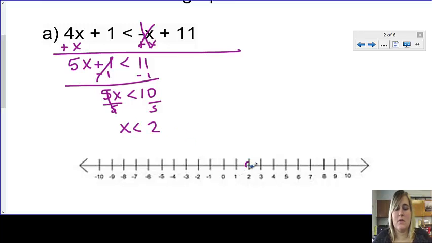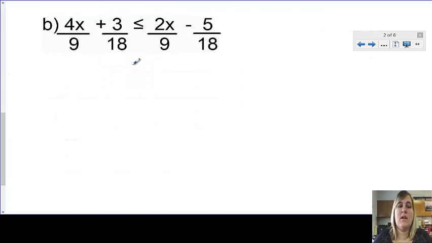So my point is going to be at 2. There's no equal sign, so it's open. My variable is on the left, so when I change it to an arrow, it points to the left. And this is my graph. Final answer.